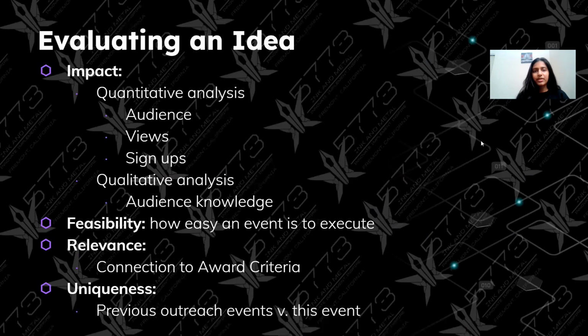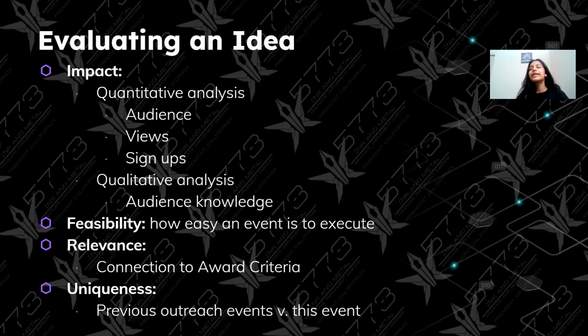Now, evaluating your idea comes with multiple steps. First is impact. This means quantitative analysis, meaning audience, views, and signups are three different sectors of evaluation that we see when counting impact. And in terms of qualitative analysis, we have audience knowledge. That means essentially how much does the audience know and how much more will they gain from our teachings. A second thing is feasibility.